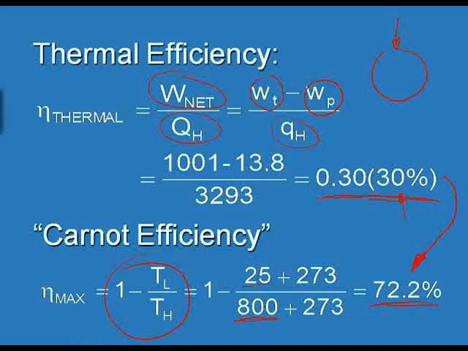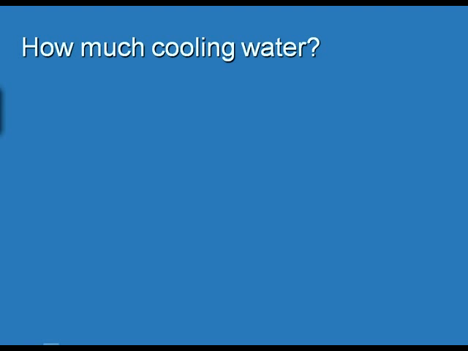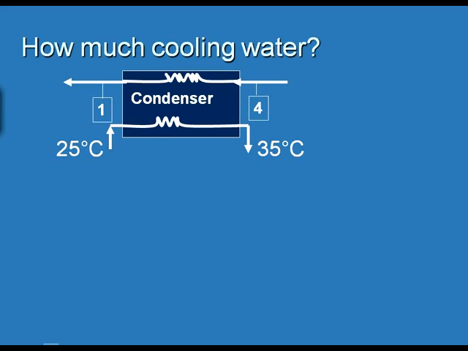So we have 1 unit coming in, 0.3 units as work, and where's the rest go? 70% of the heat that we put in goes to the environment and heats up our streams and our ocean, our air. All right, now let's answer this question: how much cooling water do we need?